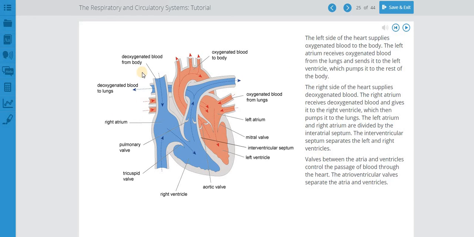There's all kinds of valves and stuff that control the flow of this. You've got the tricuspid valve here, and there's another valve here, the pulmonary valve. There's valves all over the place, and each one of these valves is designed to keep the blood flowing in one direction. That's why they're like one-way valves. The blood can flow through this way, but it can't go back.